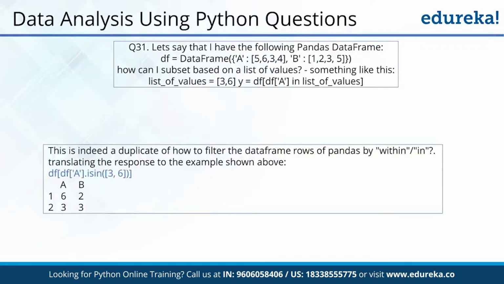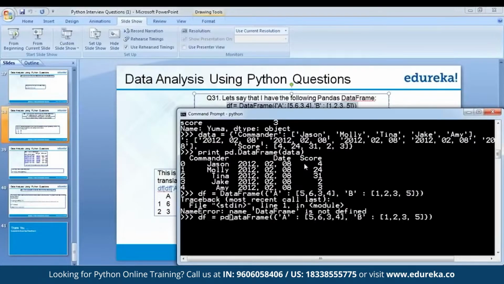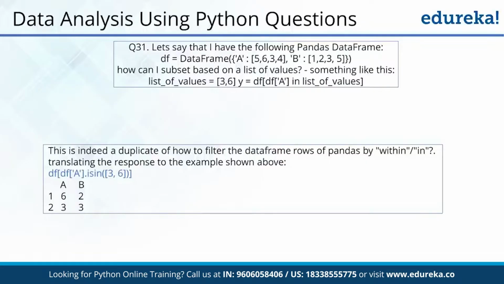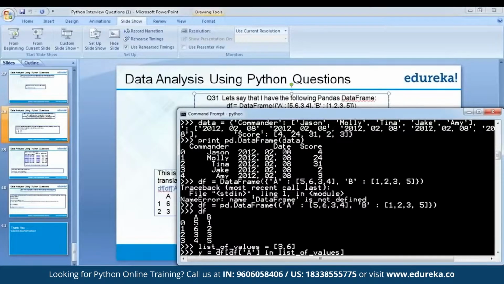Okay, now there's a question here. Let's say that I have a data frame df, which is a pd.DataFrame of this particular type. So you see df is like this, and how can I subset based on a list of values? The list of values is simply a list containing values. We are searching for a in the list of values. We are searching for 3 and 6.